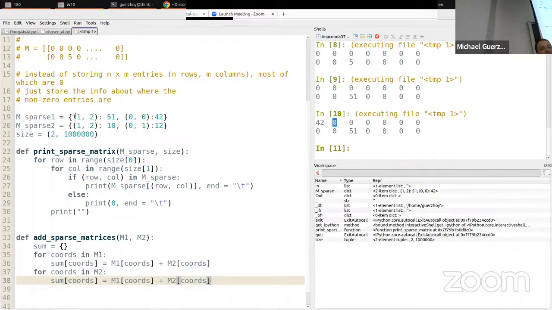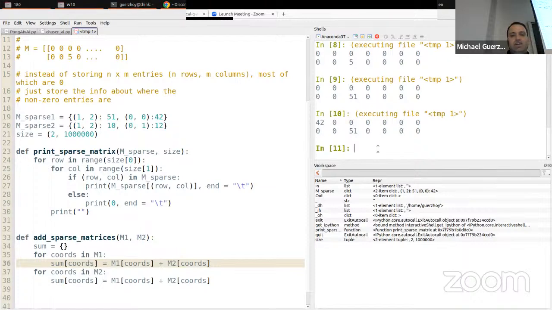Right? Yeah. And then also, if the coordinate in matrix 1 isn't, is 0. Yeah. So that's another problem. So here we're saying, okay, coords is definitely in M1, it might not be in M2. So you could do it with an if statement, because if you try it, right?